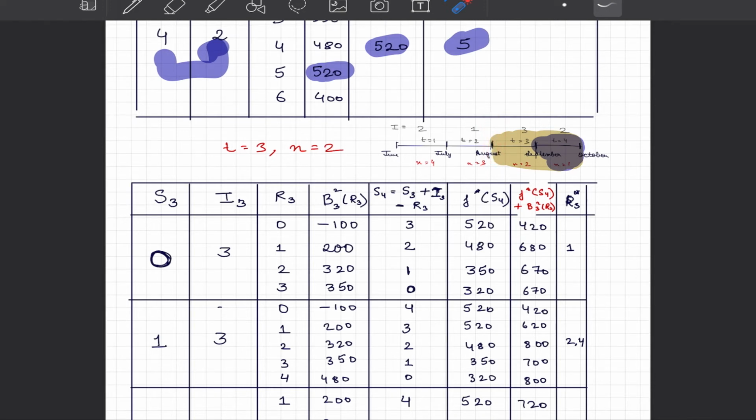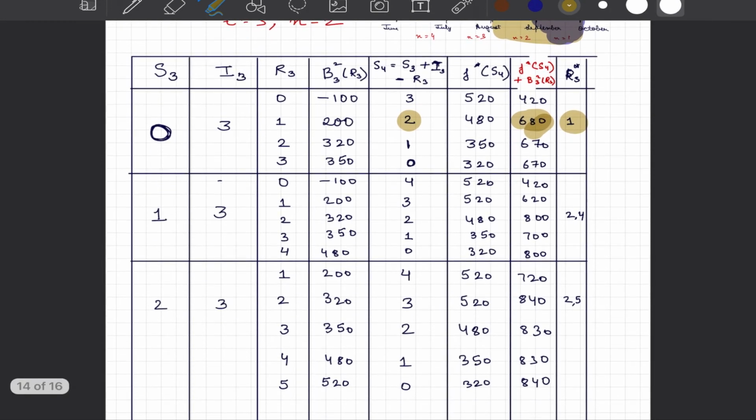And we say that the maximum value comes in the case of 680. That would mean that R3 star, the release that we have to make here to get maximum benefit, is equal to 1, and 2 units would be passed to the S4 because this corresponds to 680. That means S4 would be 2, and the total gains are going to be 680 in this case.